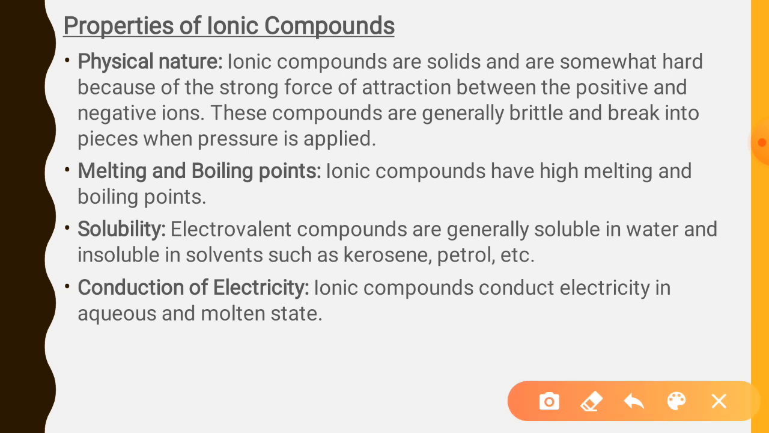Next thing is conduction of electricity. Ionic compounds have cations and anions, which are free ions in molten or aqueous form. Because of that, when they are in molten form or in aqueous form, meaning when we have dissolved them in water, they conduct electricity.